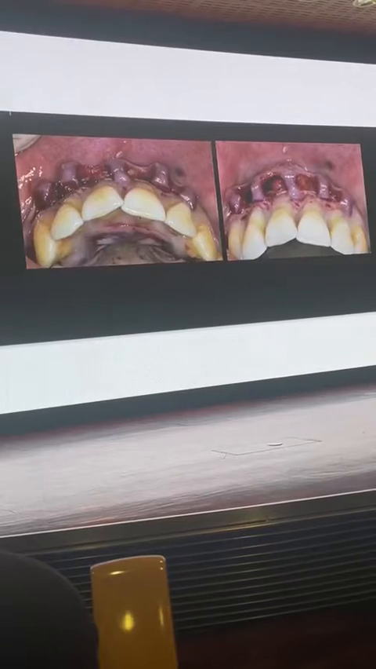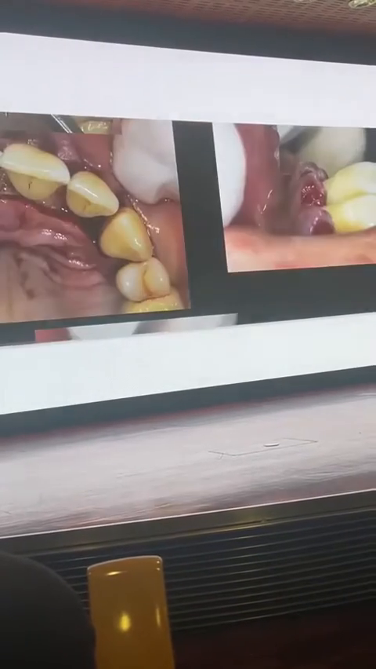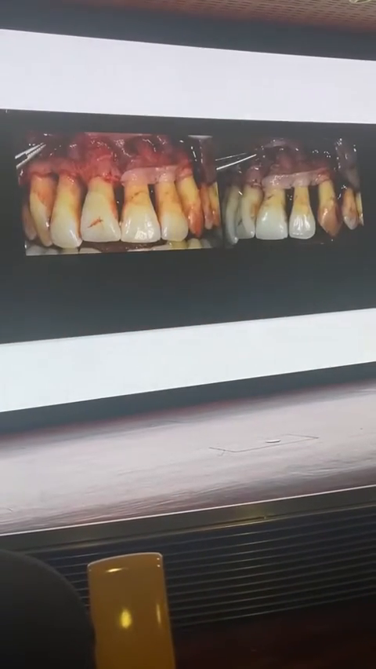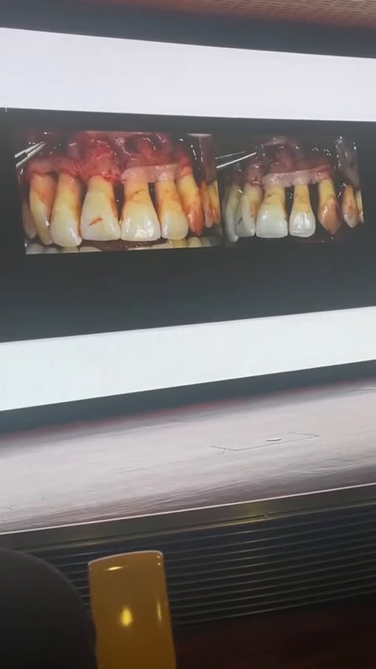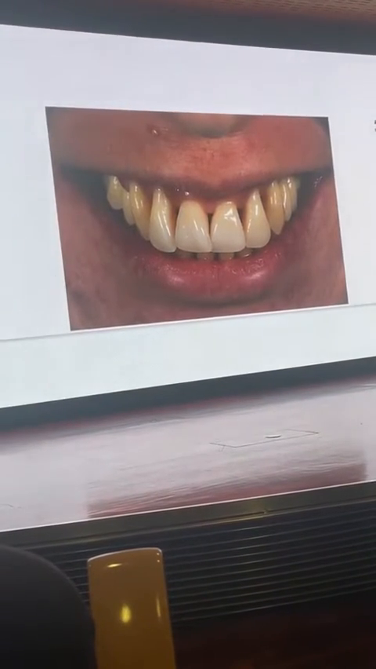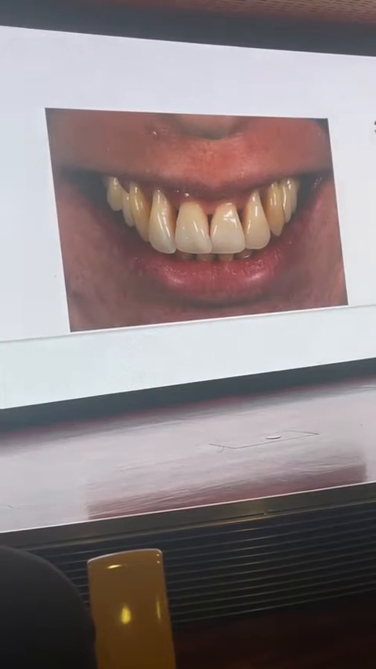And what do you think I achieved in this patient? I don't know why there are so many pictures, that shouldn't be. This is the patient. Do you think that I did a lot for this patient?